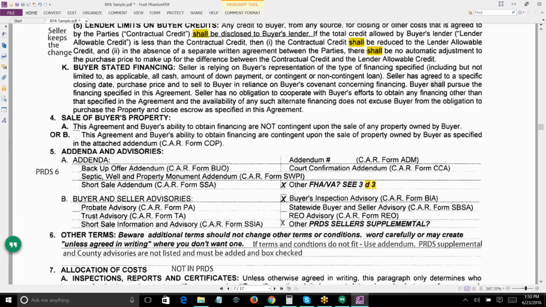So the question of where would we put in whatever it was we were talking about, I forget what we were talking about, but that's a place where you could write in other poetry. If other terms and conditions do not fit, use an addendum.